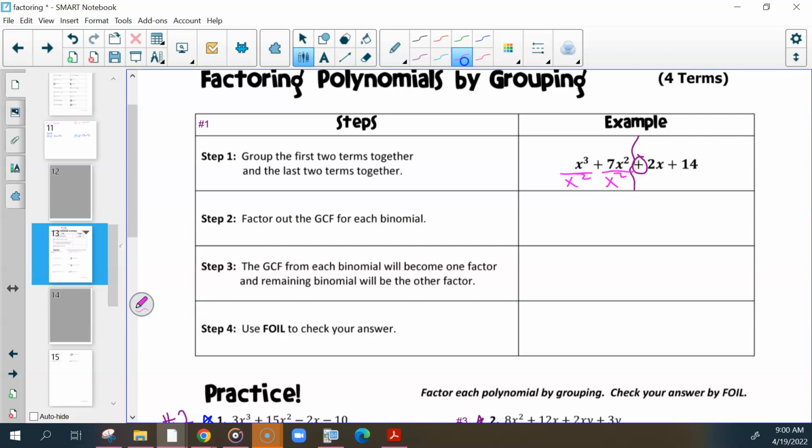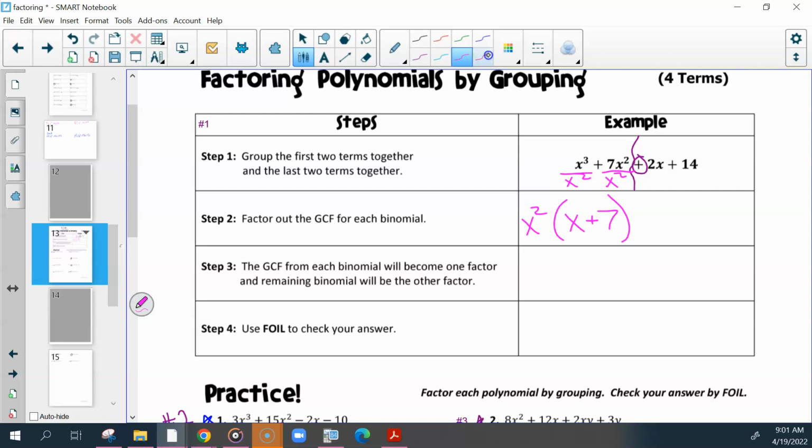And remember, when we're factoring out, we are dividing, but we're not actually getting rid of it. So we're going to put this GCF on the outside. And when we divide, we're putting what's left. So x to the third divided by x squared would be what? Just 1x, or x to the first, either or. And 7x squared divided by x squared is 7. So it'd just be plus 7.